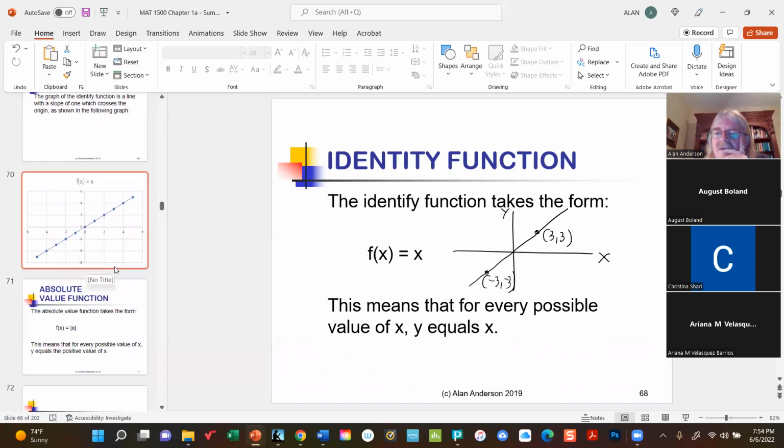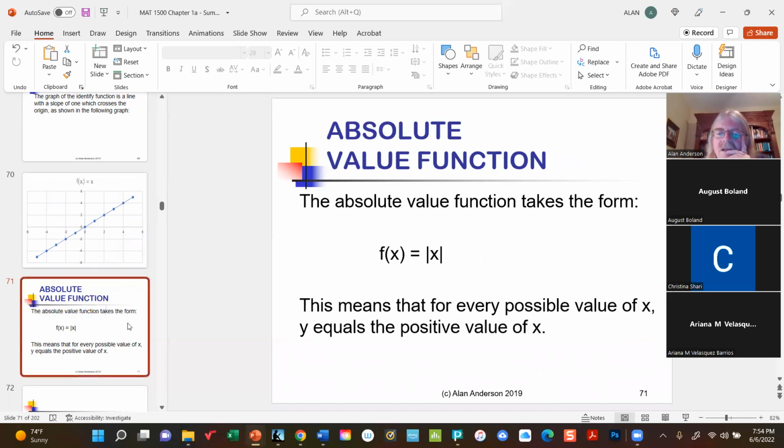Now, here's one that you've run into before. Our old friend, the absolute value function. Of course, you know how that works.